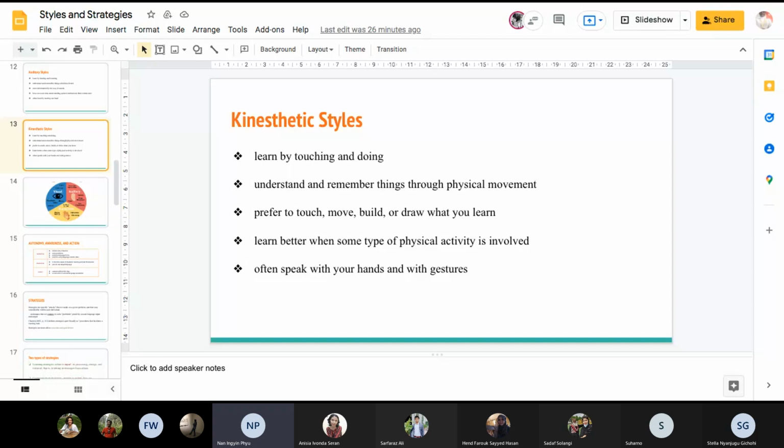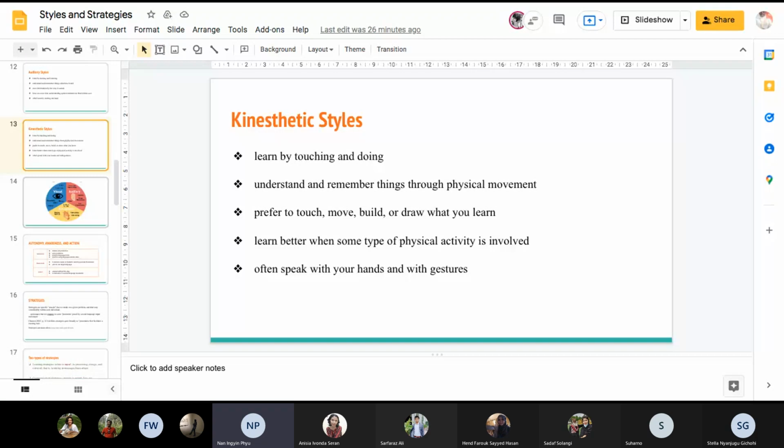They often speak with their hands and with gestures. So for this kind of learner, the best way to learn vocabulary or whatever it is, is by using physical games, or maybe some action, like a Pictionary. Those kinds of games help them a lot to memorize the vocabulary.